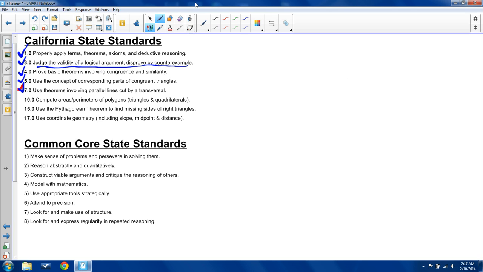Okay, so that was compute areas and perimeters of polygons. Let me make sure I don't want to say anything else about that. I kind of do, but it'll be with coordinate geometry. Okay, and I'm going to skip Pythagorean theorem with one exception, and it has to do with coordinate geometry. So the rest will be based on coordinate geometry.